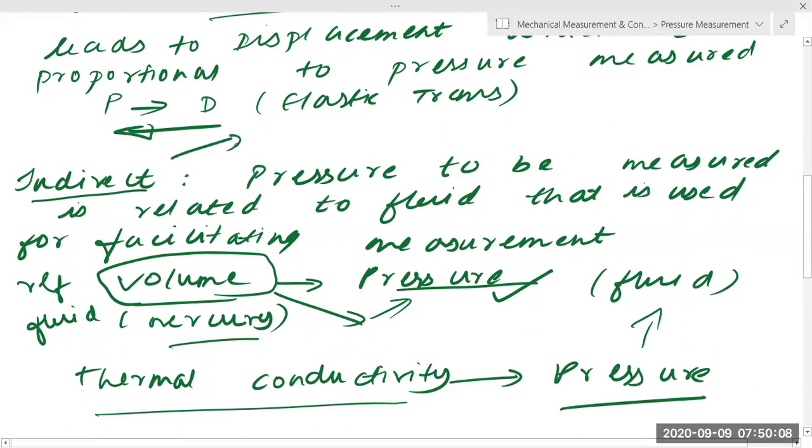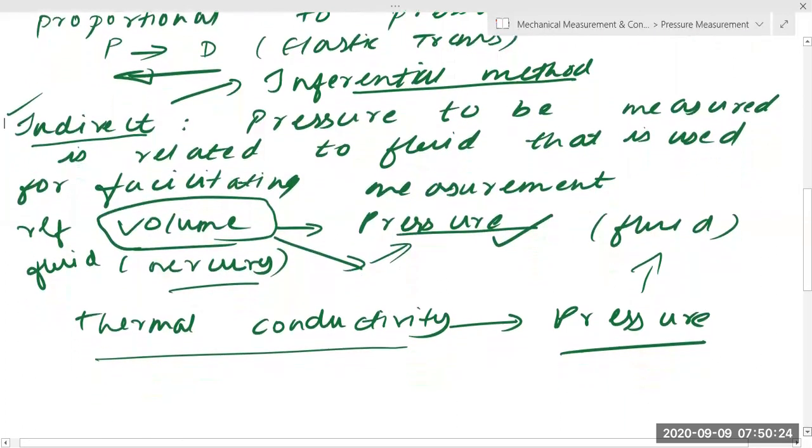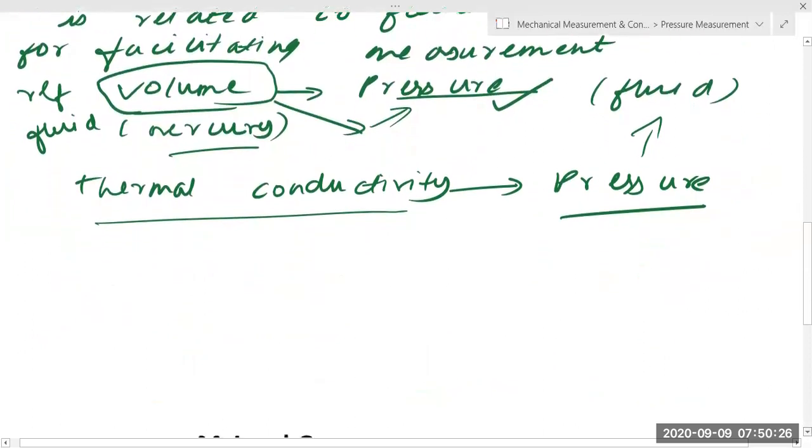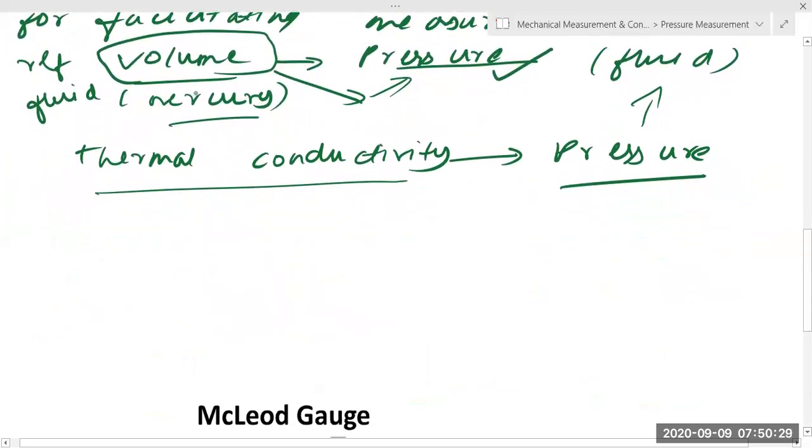They are also called inferential methods. There are two names for that: one is indirect method, another is inferential method. What are the commonly used indirect or inferential methods? What we are going to study today will be relevant to indirect methods only. The vacuum gauges that we are going to study will be using inferential methods only.